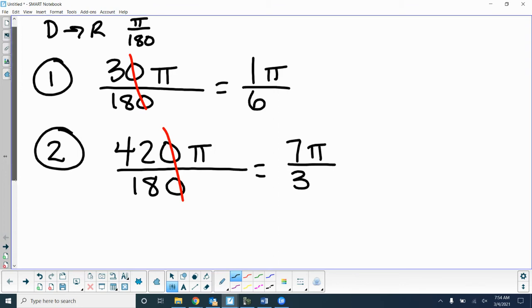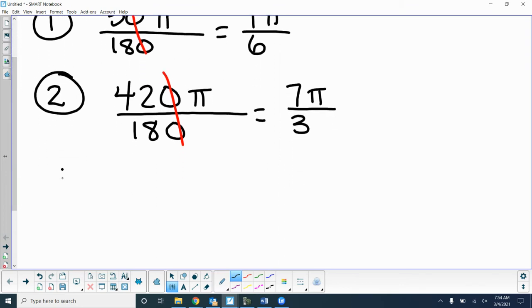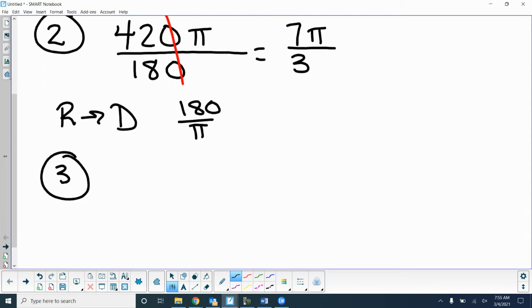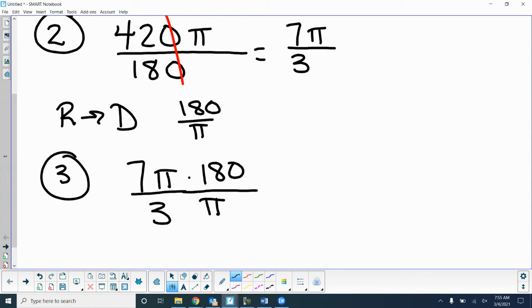Okay? 3 and 4, we're going the other way. Radians to degrees, so we multiply by 180 over pi. So I do the same thing for those that I just did for 1 and 2. You guys should know this answer because we just did it, but just extend it and put 180 over pi, and then again, the pi's cancel.